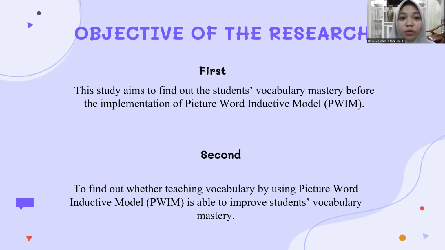The next is objective of the research. The first is that the study aims to find out the students' vocabulary mastery before the implementation of picture word inductive model. The second is to find out whether teaching vocabulary by using picture word inductive model is able to improve students' vocabulary mastery.